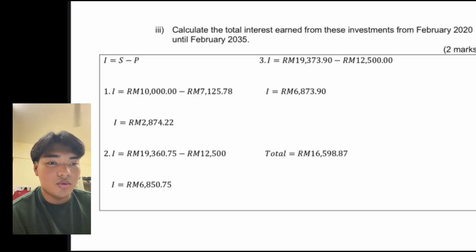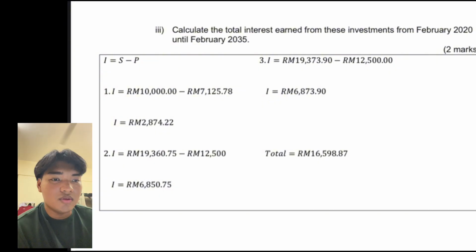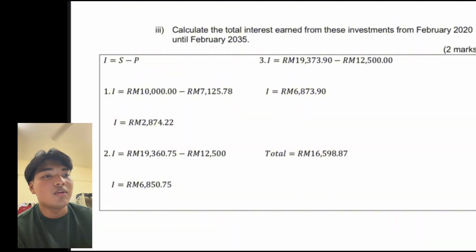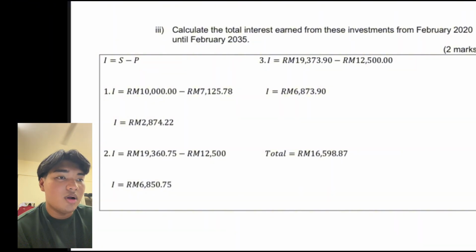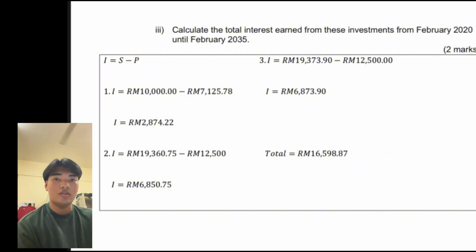So we move on to the next calculation. Number 2, I equal to 19,350.75 minus 12,500, which comes to I equal to 6,850.75 ringgit. Number 3, I equal to RM 19,373.90 minus 12,500 ringgit, and it equals I equal to RM 6,873.90. So the total of all of this is equal to RM 16,598.87. So that's all for question 1.